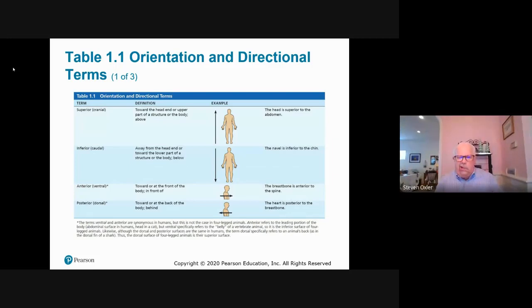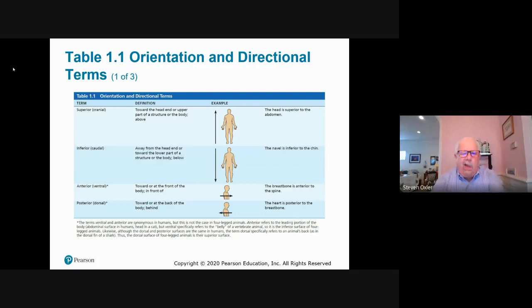So here are some words that you really should know because you're going to see them on an exam, but you also should know them. Superior. Superior is the same as cranial. It means towards the head. The word cranial means head. So the head is superior to the abdomen.